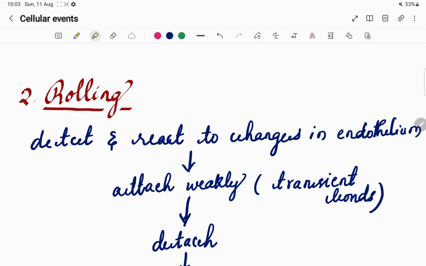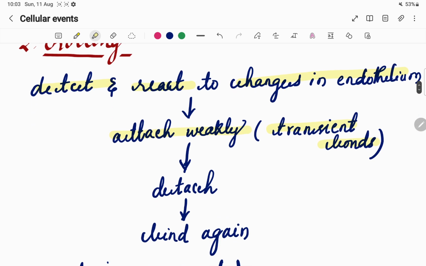Then the second one is rolling. Marginated leukocytes അടുത്തന്നെ നിന്നാൽ പോരാലോ, നമുക്ക് അത് റോൾ ചെയ്തിട്ട് അവിടെ ആ സൈറ്റിൽ എത്തണം. So rolling occurs. These marginated leukocytes are able to detect and react to the changes in the endothelium. So first they attach weakly. ആദ്യം വീക്ക്ലി ആയിട്ട് ട്രാൻസിയൻറ്റ് ബോൺസ് വഴിയാണ് അത് അറ്റാച്ച് ചെയ്യുക, then it becomes detached കാരണം വീക്ക്ലി അറ്റാച്ച്ഡ് അല്ലേ, സോ ഇറ്റ് ക്യാൻ ഈസിലി ഡിറ്റാച്ച് ഓൾസോ, then it binds again. അങ്ങനെയാണ് റോളിംഗ് നടക്കുന്നത്.